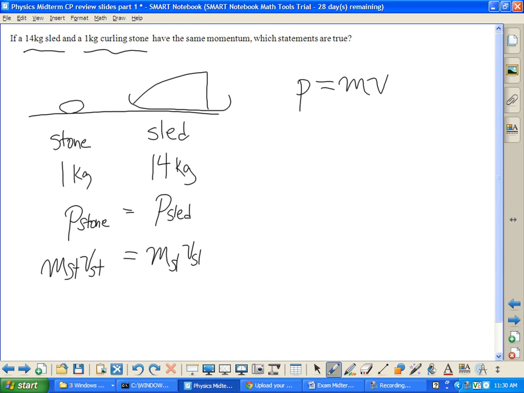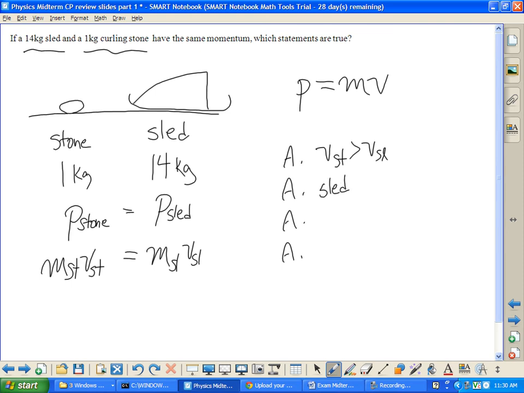What if it asks you to, yeah? That's the answer. Well, we don't have any answers. What kind of questions might they ask? It says, what statements are true? Well, they could ask, the stone's velocity is greater than the sled's. They could ask something like that. Could be. The sled is moving in the opposite direction. Ooh, good one.